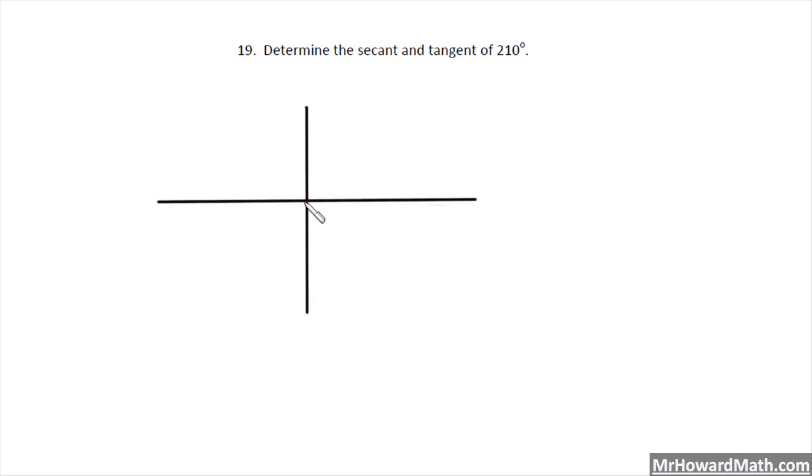So 210 degrees, we start here at 0, here's 90, here's 180, so 210 would be right there. And if this is 180 to here and this is 210 to here, then this difference right here would be 30 degrees, because 210 minus 180 is 30 degrees. So your reference angle is 30 degrees here. That means this is your 90 degree angle here, 60 degrees here, and now we can label the sides.